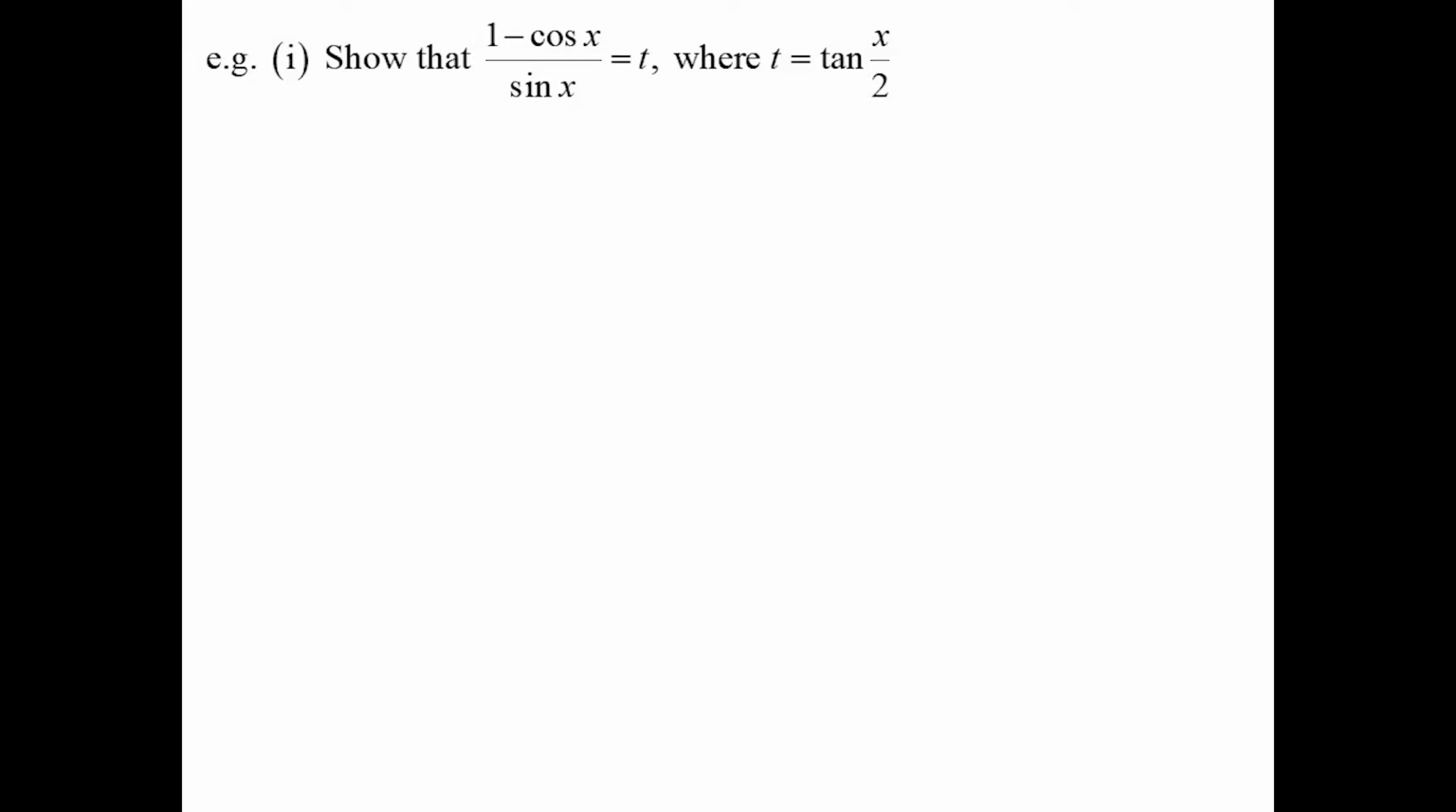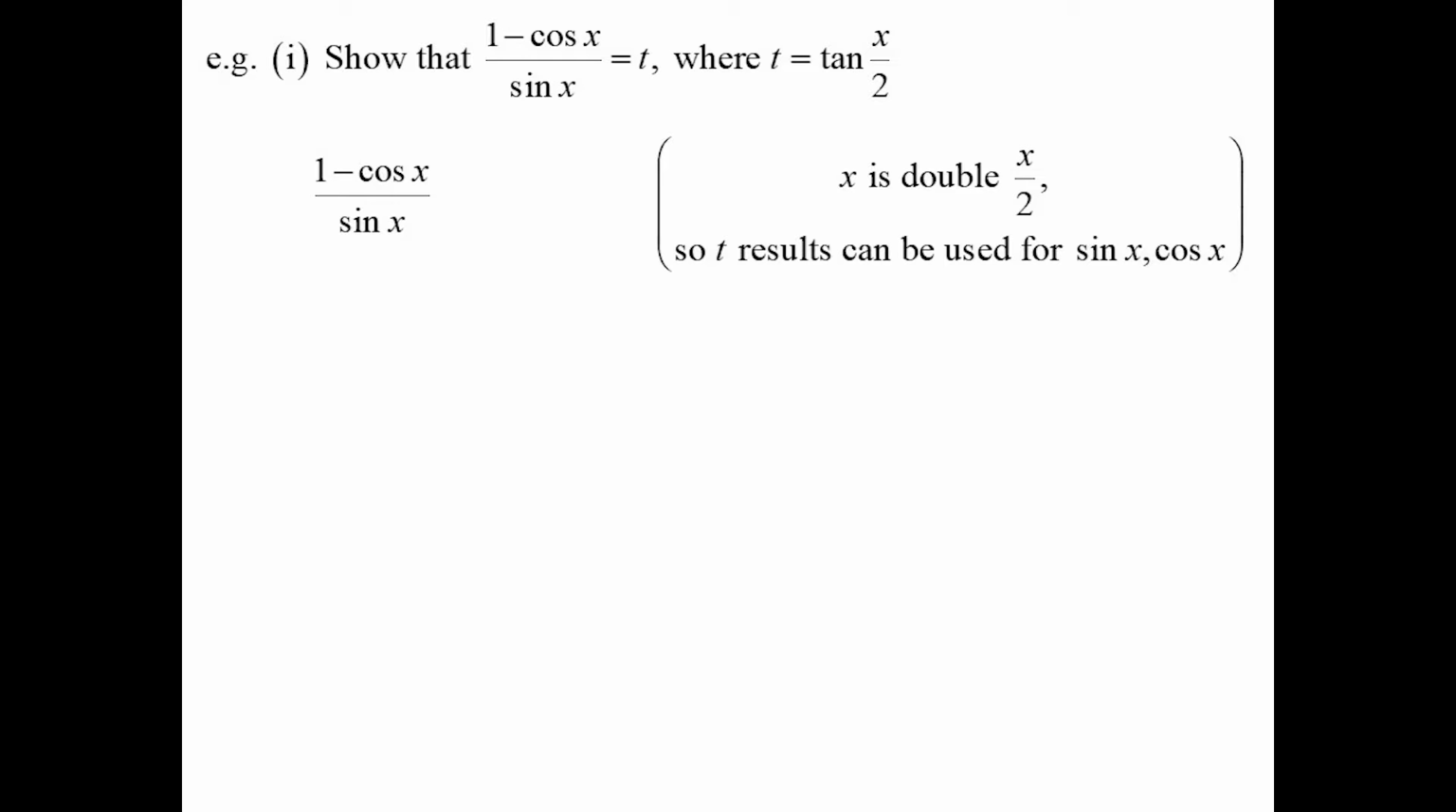All right, so we're going to prove this little thing: 1 minus cos x on sin x is in fact t. We can transform that just to be the pronumeral t if we let t equal tan x on 2. So let's sub in our t results. So x is double x on 2, so we can use our t results. We get 1 minus cosine x, which is 1 minus t squared on 1 plus t squared, over sin x, which is 2t on 1 plus t squared.